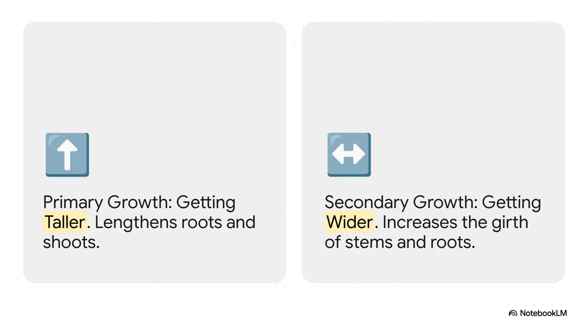First, you've got primary growth. This is driven by those apical meristems, and it's all about getting longer, getting taller. Then you've got secondary growth. This is all about expansion, getting wider or thicker. This is what gives woody plants, like trees, all their strength and their girth.